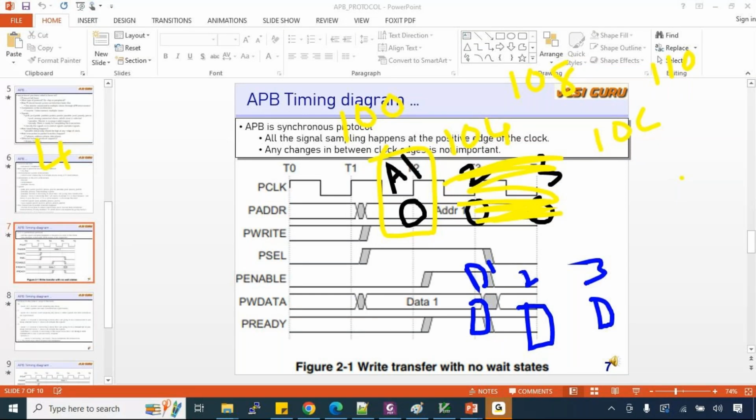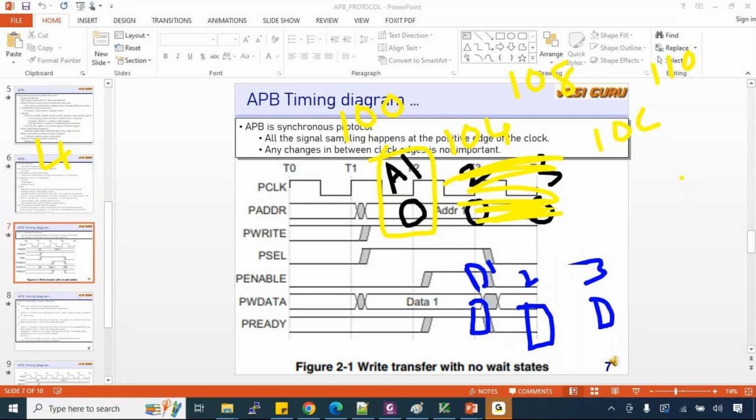AHB thinks that the slave is very dumb. AHB thinks, what? The slave is not smart, so I have to give every piece of information every time. And that is the reality. Reality means what? In AHB systems, the AHB slave is dumb. It just processes whatever information it gets. It will not do any additional processing. It will not think, okay, now 100 came, so the next one should be 108 because 8 bytes came, so 100 plus 8 means 108. It won't do such things. It will blindly process whatever address comes.